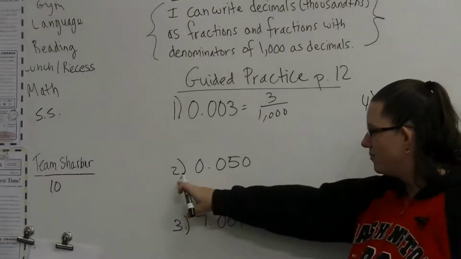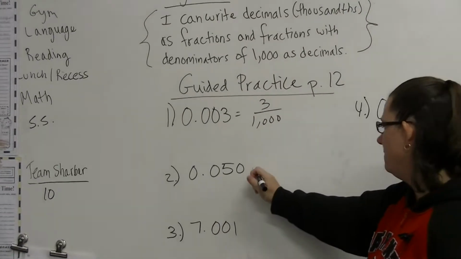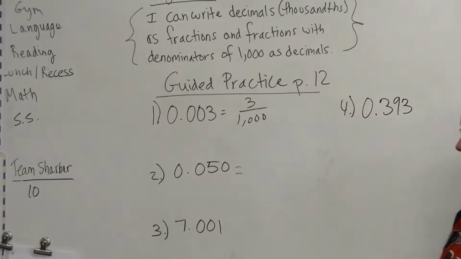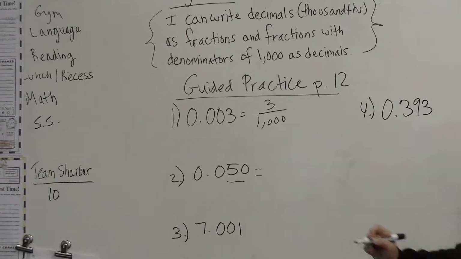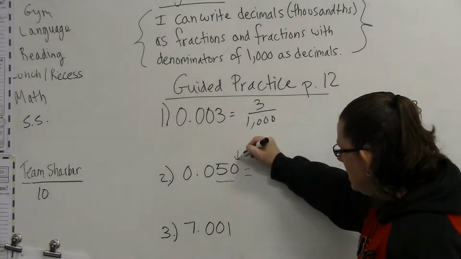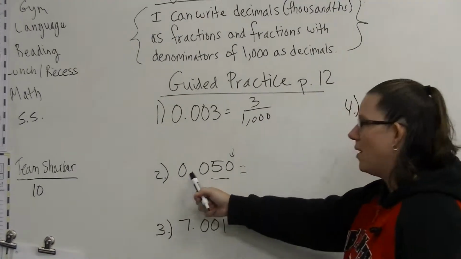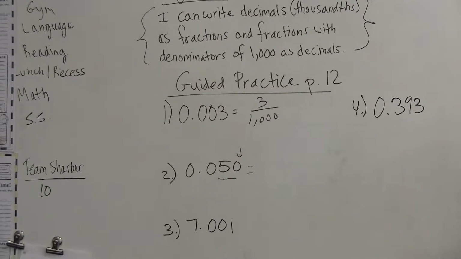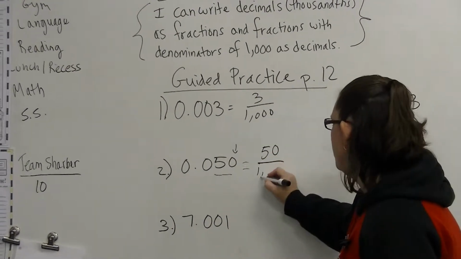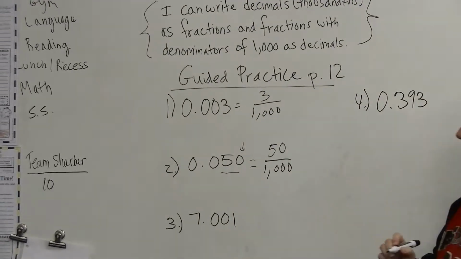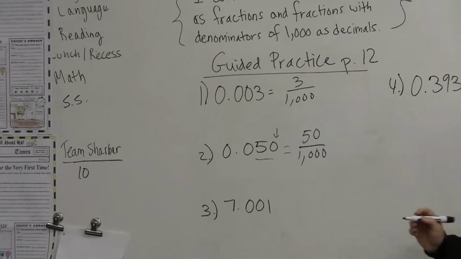Okay, copy down number 2, 0 decimal point 050. Okay, now we need to read that. How do we read 050? Well, we read it 50. What place is this 0 in? Again, that's the thousands. Okay, I don't have a whole number, so I'm just going to write a regular fraction of 50 over what? Yes, 1,000. Good job. Again, if these are tricky or you don't understand, good time to write me a question.